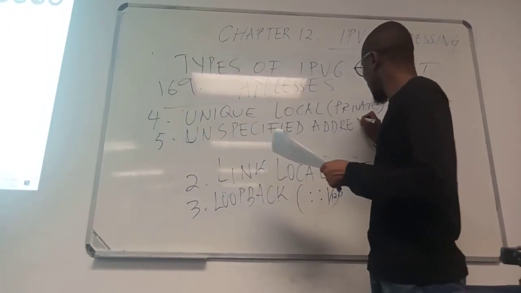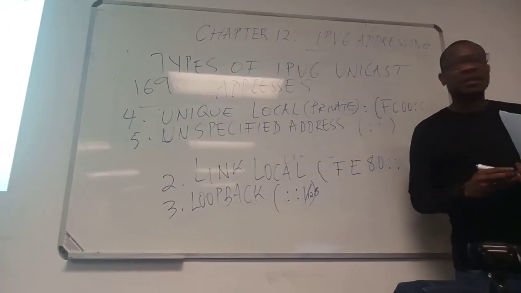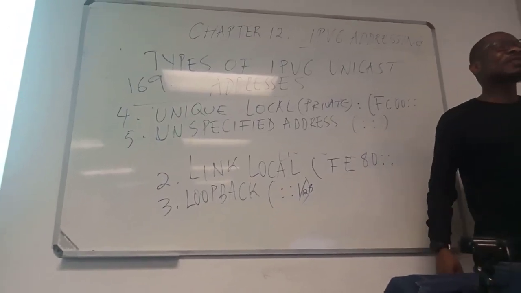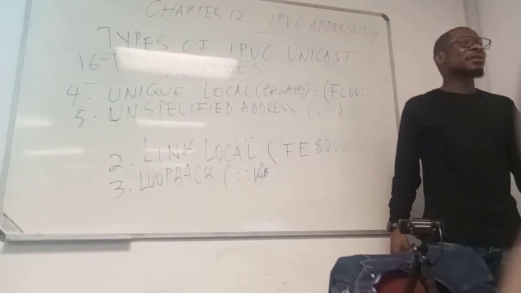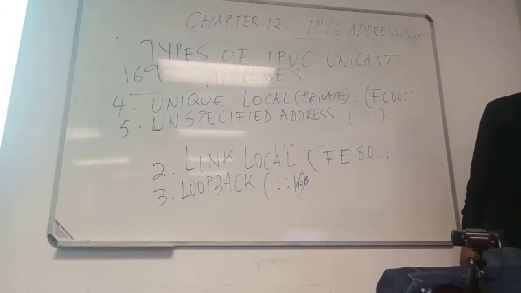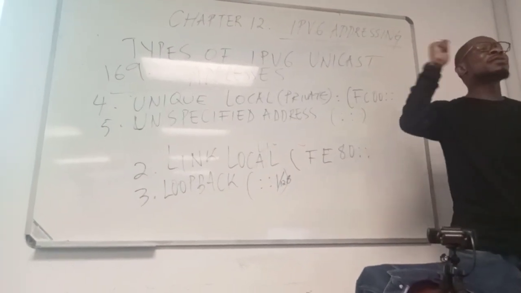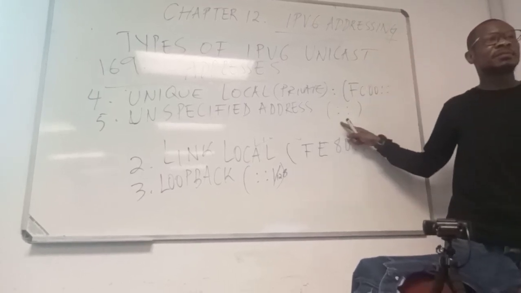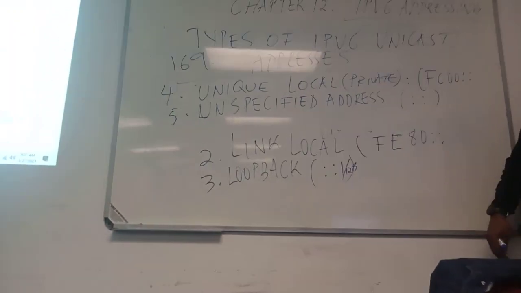The unspecified address. Sometimes you want to communicate to a device, but you don't determine the destination IP. Your computer can use what we call the unspecified address. For IPv4, it's 0.0.0.0. For IPv6, this one means 0. Yeah. This is the unspecified.